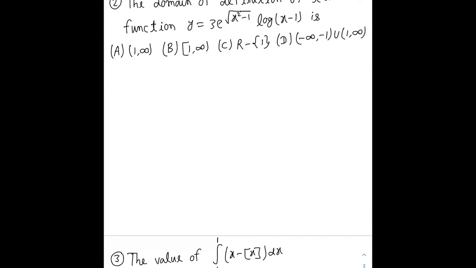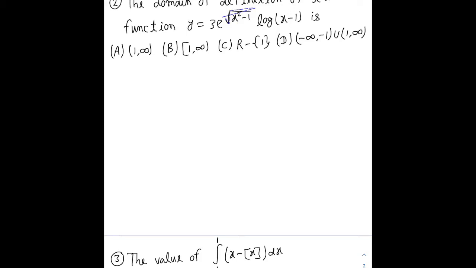Second question, the domain of definition of the function y equal to 3 into e to power root under x square minus 1 into log x minus 1 is. So we have to find domain. Domain is basically all possible values of x for which function is defined. So here x is present in two different places.